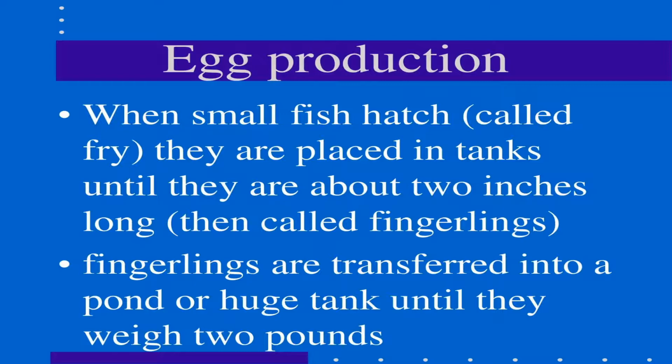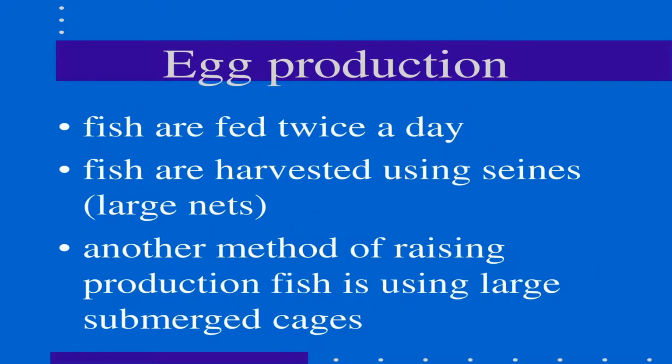Now friends, these fingerlings are transferred into a pond or huge tank until they weigh 2 pounds. So these are the steps in how fishes are developed in fish farming. Firstly, newly hatched fries are developed up to 2 inches long, which are called fingerlings. The second step is that these fingerlings are transferred into a pond or a huge tank until they weigh up to 2 pounds. Fish are fed twice a day. Fish are harvested using seines or large nets.